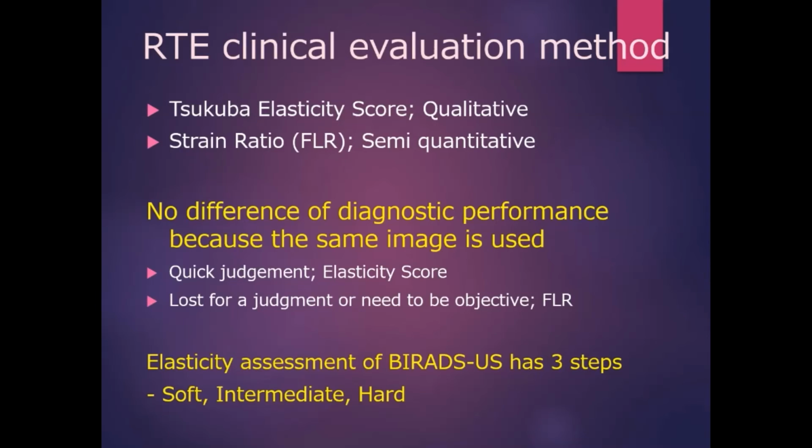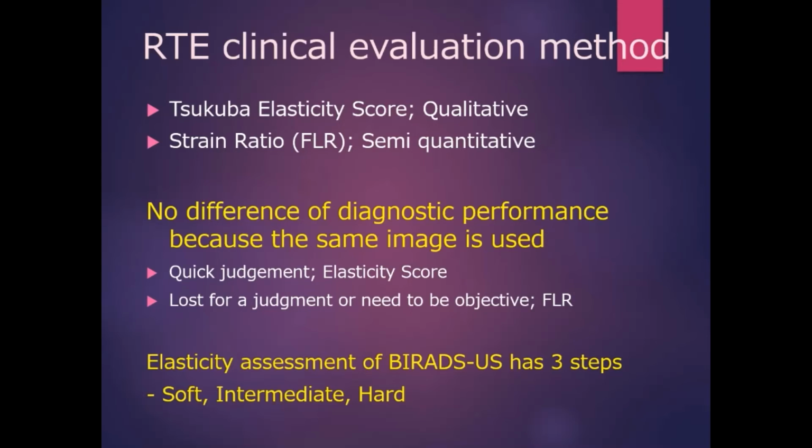Tsukuba elasticity score, to evaluate by image patterns, and strain ratio, to quantify the elasticity ratio between lesion and fat. There is no difference in diagnostic performance between them because the same image is used. When we are lost for judgment or need to be objective, we use strain ratio.